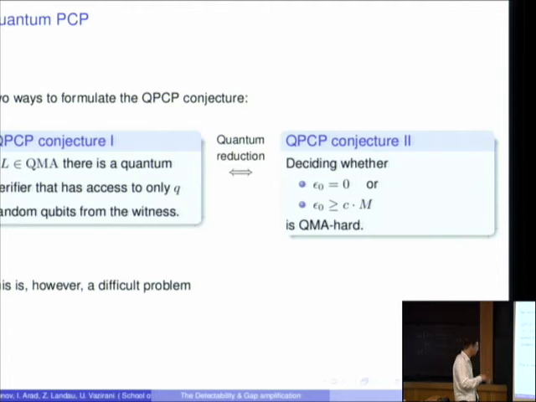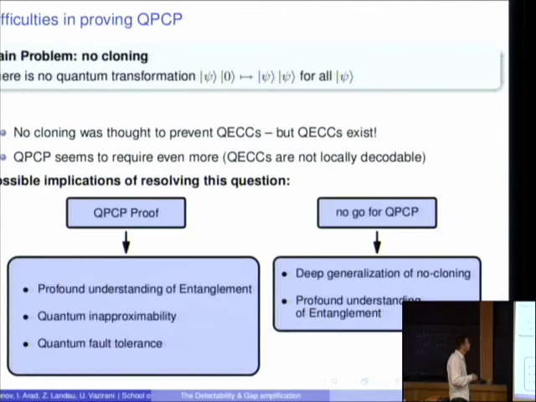This is a difficult problem, and the reason why it is difficult to decide whether this conjecture is true or not is mainly because of the problem of no cloning that we have in quantum. What this means is that we cannot copy arbitrary information in quantum mechanics. And this copying of information seems to be a very crucial ingredient in the PCP proofs, because we propagate the witness and we copy its information all over the place. So what do we do quantumly?